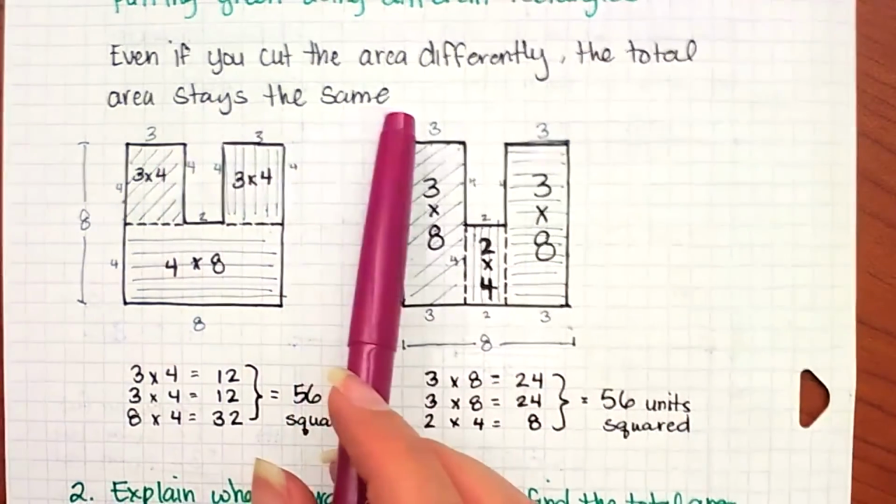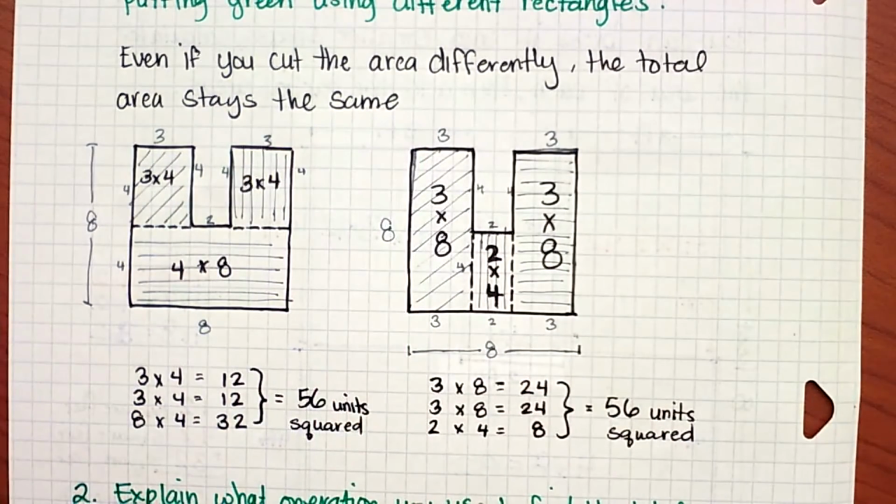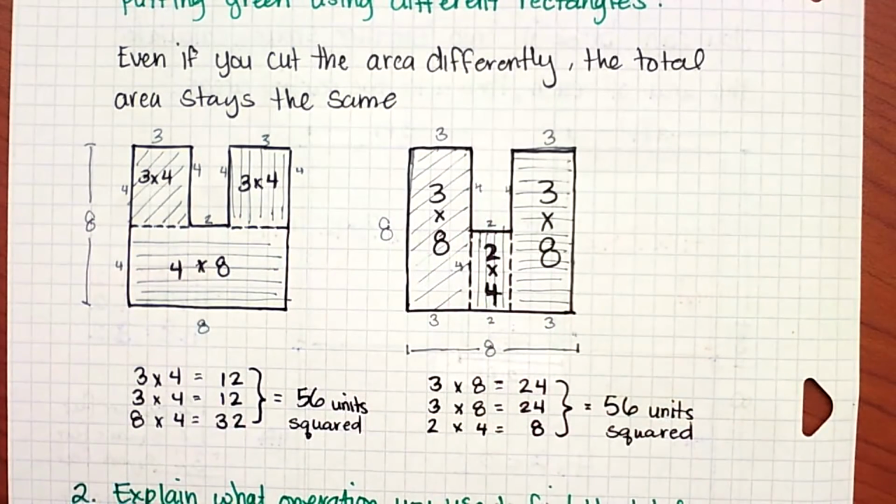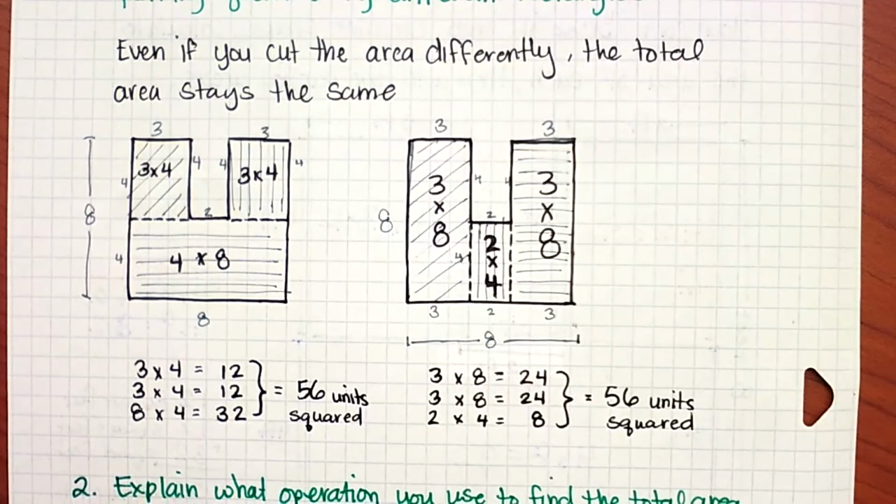So even if you cut the area differently, the total area stays the same. So if you're cutting the shape across, you're cutting it up and down, you're not adding anything extra and you're not taking anything away that you already had. All you're doing is counting it a little bit differently, but you're still counting the exact same amount.